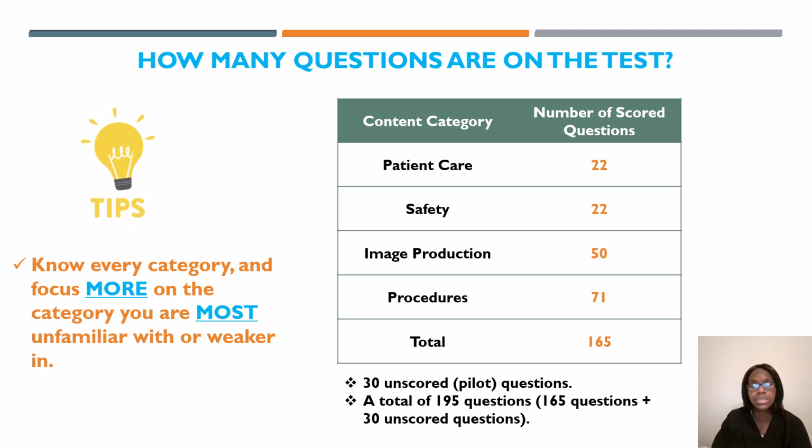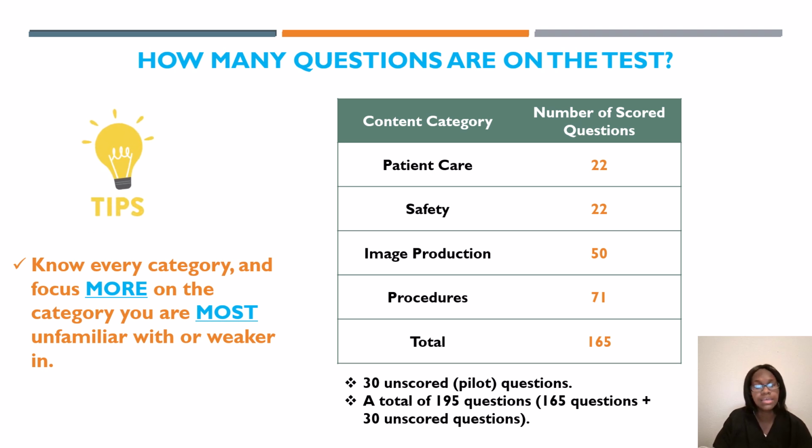If you look, you will see that the majority of the test will come from anatomy questions, and then physics is also another major part of the test. So just make sure that you know your procedures and your physics. There will be a total of 165 scored questions, but altogether there will be 195 because you have 30 unscored pilot questions, meaning questions they just threw in to see how many people will miss it or get it right, in case they want to add it for another registry or in the future.